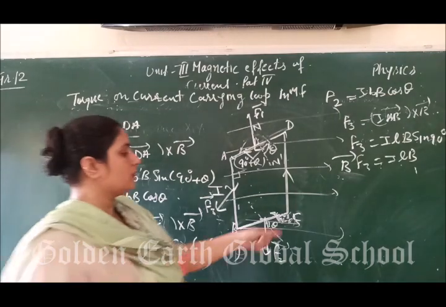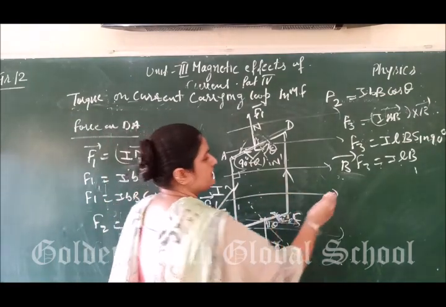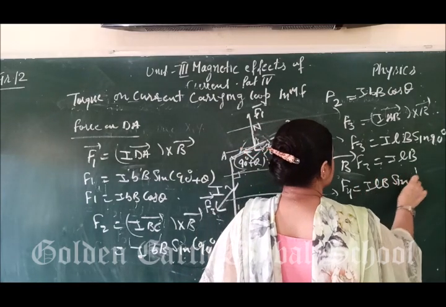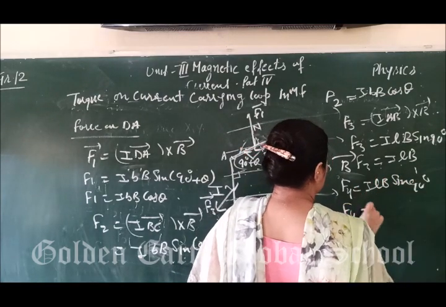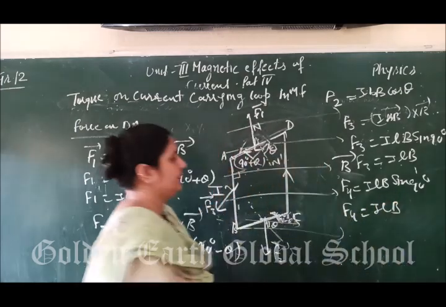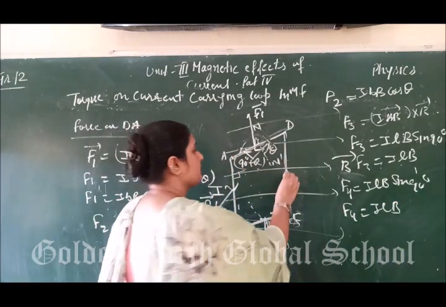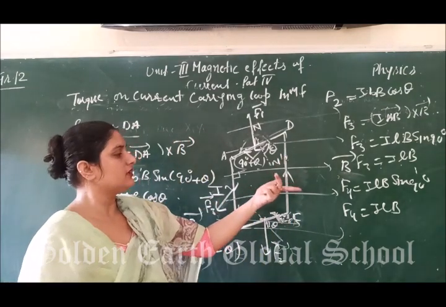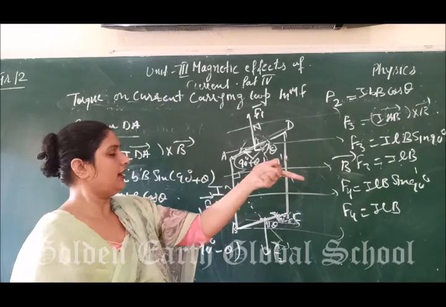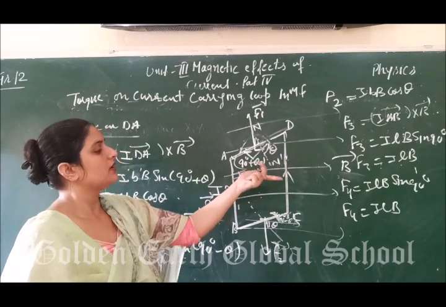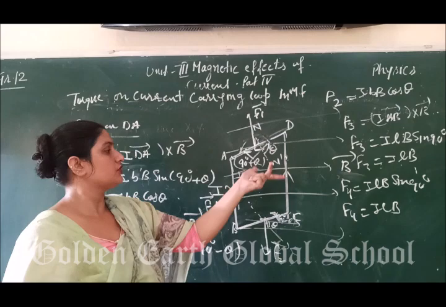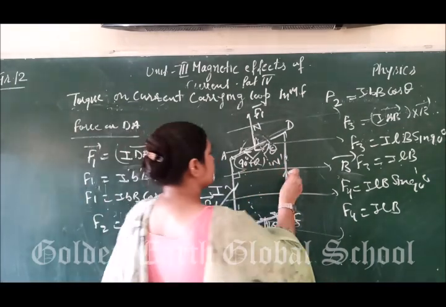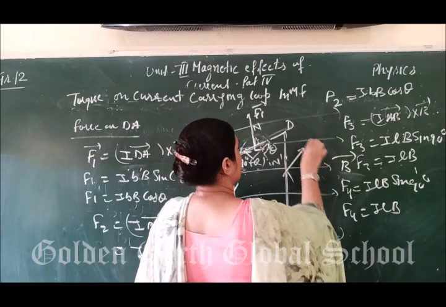Next, what about the arm DC? Now at DC F4, let us suppose force is acting. Again it will be ILB sin 90 degree, or F4 is equal to ILB. Now what about the direction of this force? To calculate the direction of this force, the field is towards the right. Current is in the upward direction now. So the thumb is pointing perpendicular to the plane of board and inward. So in this case, this is the F4 force.